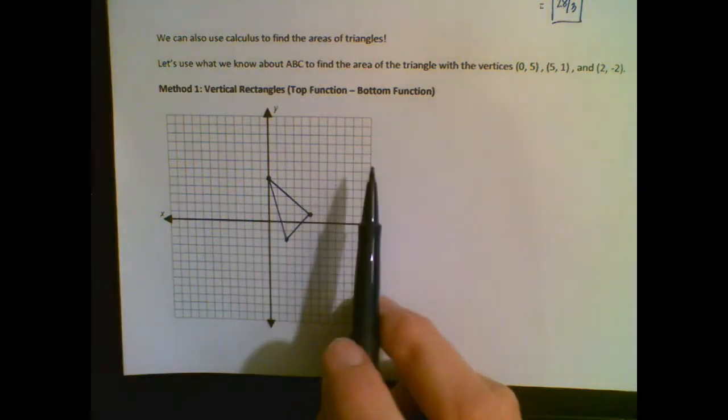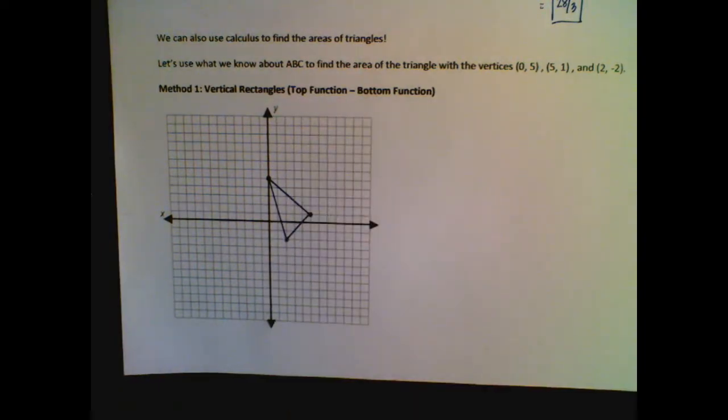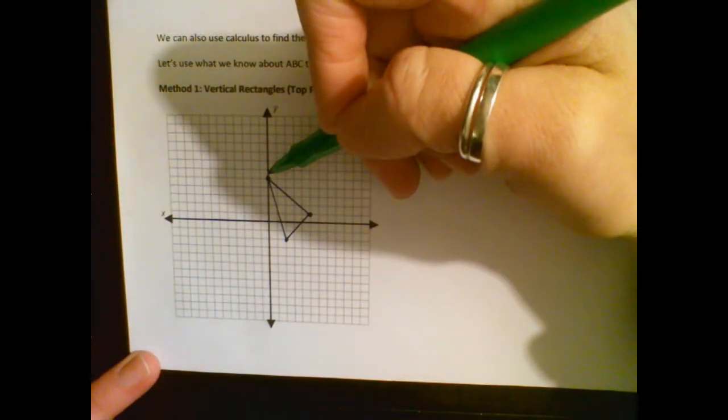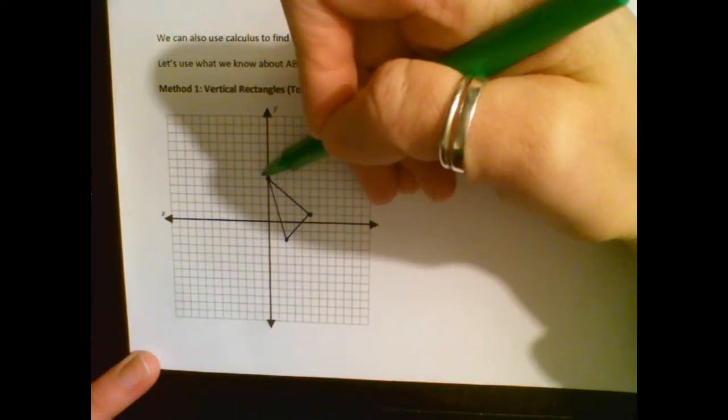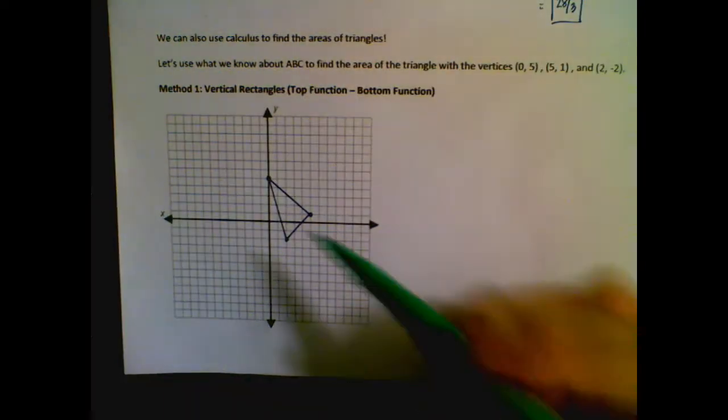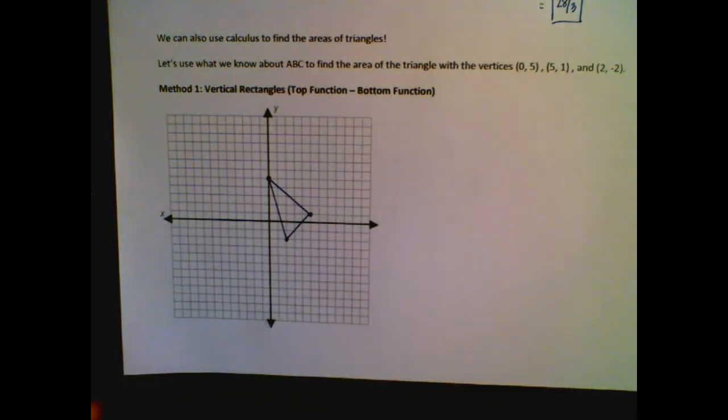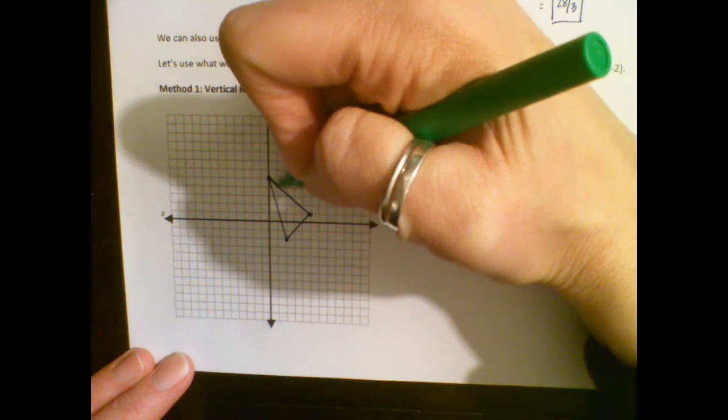And what we're actually going to need to do for both methods that I'm going to be talking about, using vertical rectangles and using horizontal rectangles, is we are actually going to have to split up our triangle depending on which method we're using. So for the first one, if I want to use a top function minus a bottom function, well, if I look at my graph, it's pretty clear that this line right here is always going to be our top function because it's always above my other two functions.